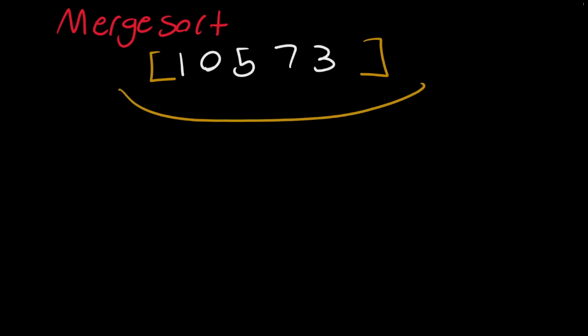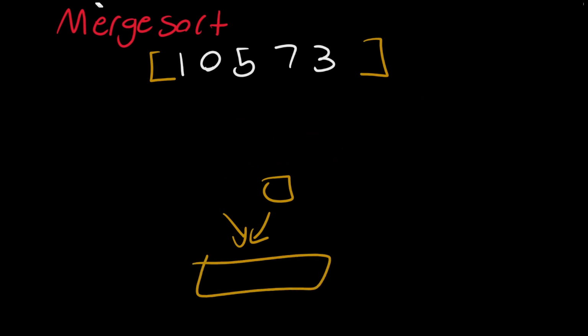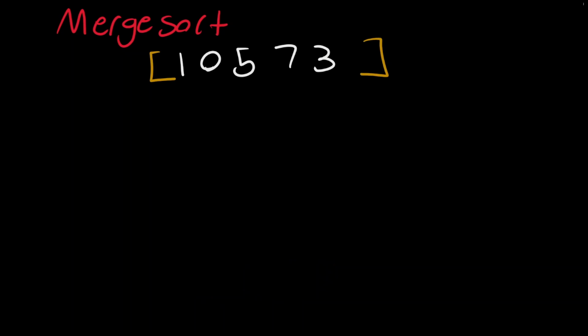Merge sort is a divide and conquer algorithm, so we're going to take this big array and make it into smaller and smaller pieces and put those pieces back together, back into the bigger array. This is going to use a temporary array to hold in place what we're sorting and plugging it back into the array. So let's start out.